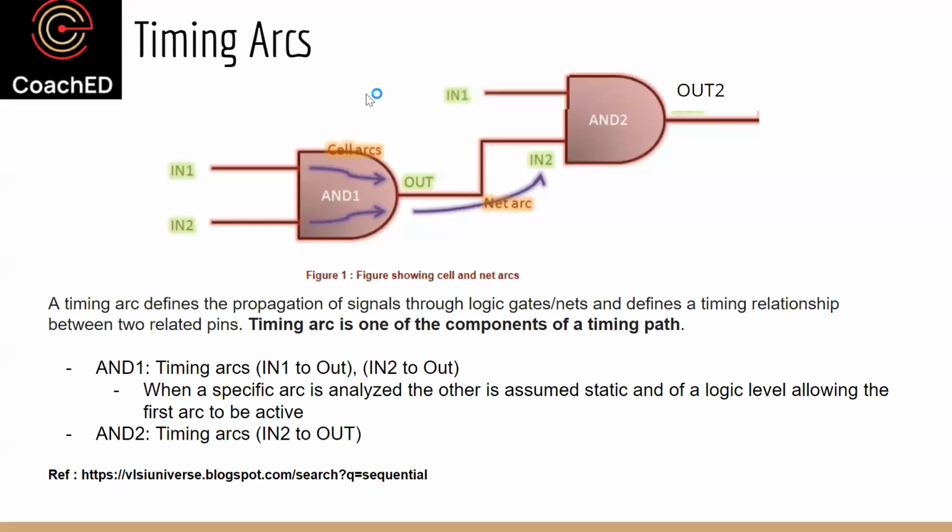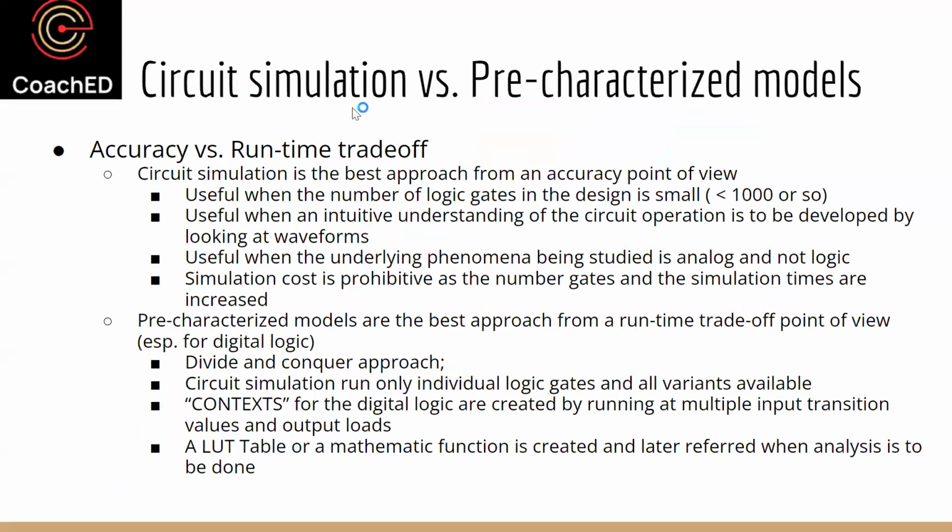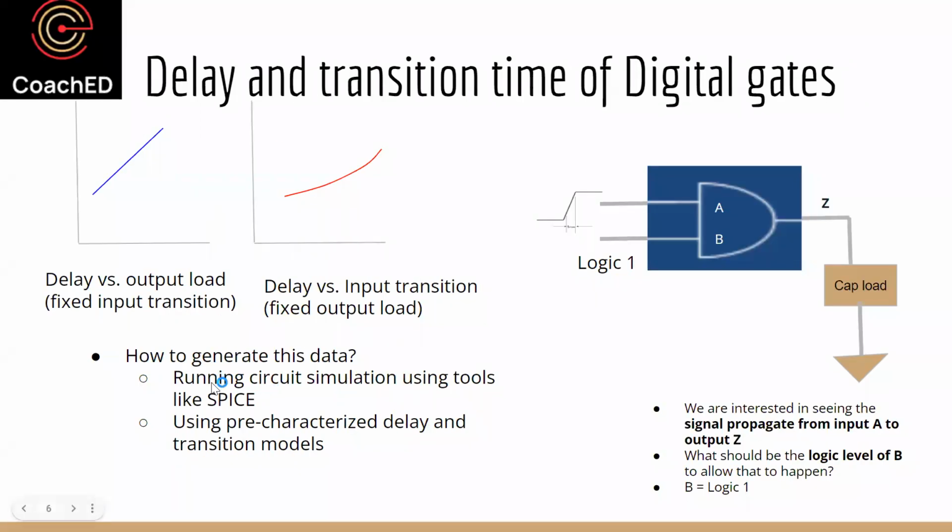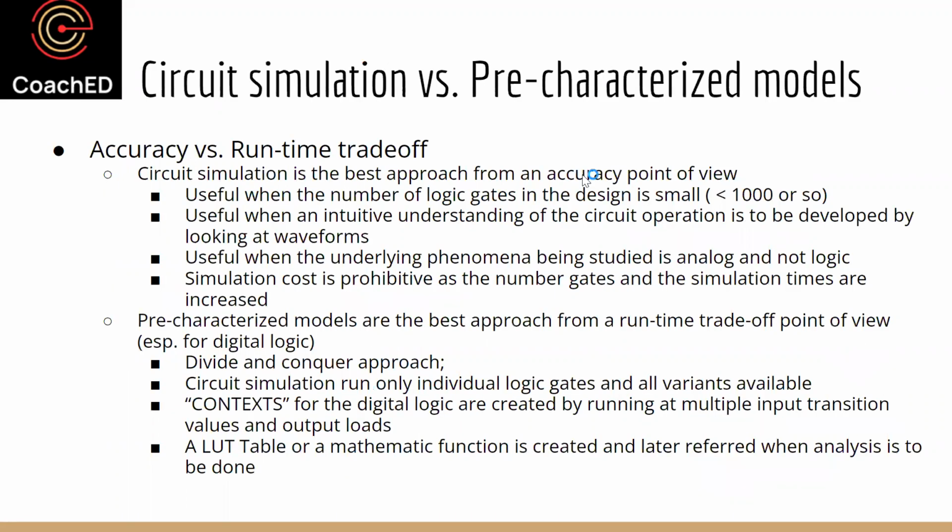Okay, so coming back to this, when we talked about how to generate the timing data, the plots or the tables as we discussed, one option was, as we said, to use SPICE simulation or the pre-characterized tables, pre-characterized delay and transition models, right? So pre-characterization or simulation. How do we compare them, or what's the benefit of one versus the other?